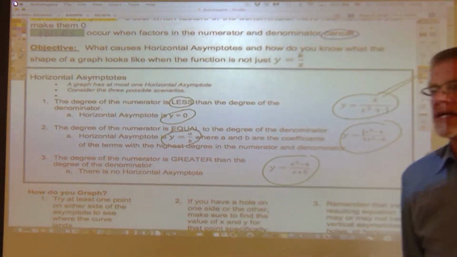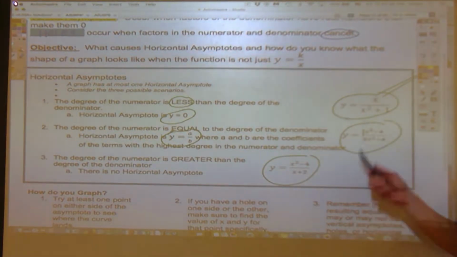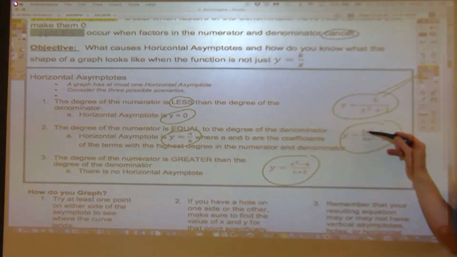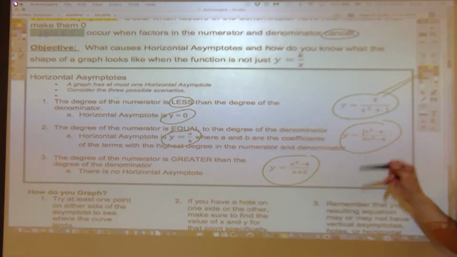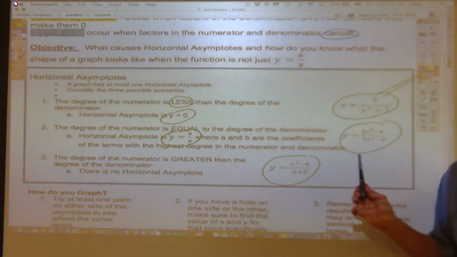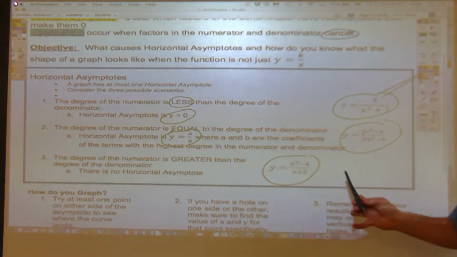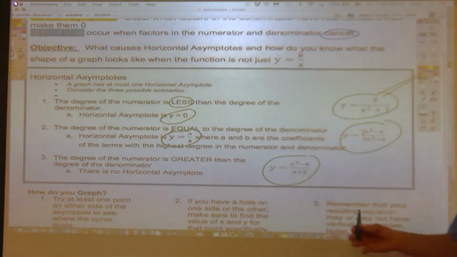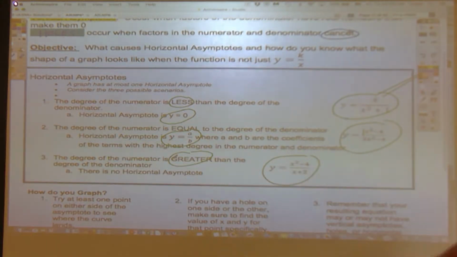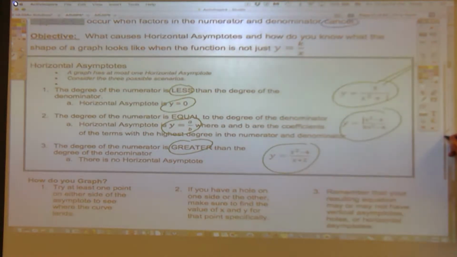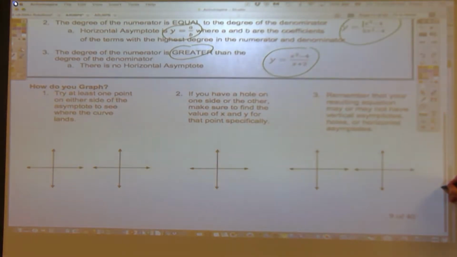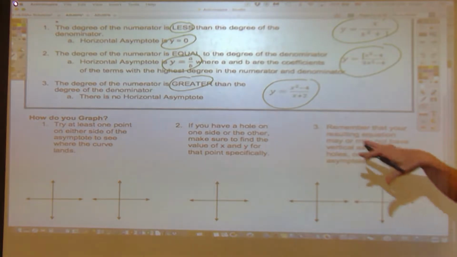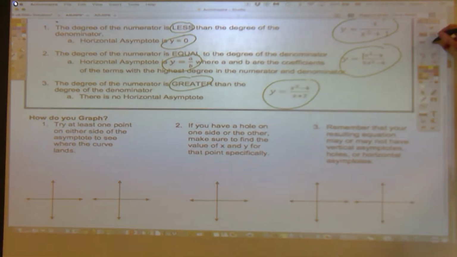So the horizontal asymptote formula will be a over b, where in this case, a is equal to 1, b is equal to 3. If the rational function is top-heavy, that is, if the degree of the numerator is greater than the degree of the denominator, then there is no horizontal asymptote. You will have an asymptote, but it just won't be horizontal. So, just want to give you an idea of how to do that. Let's jump right into the first example.